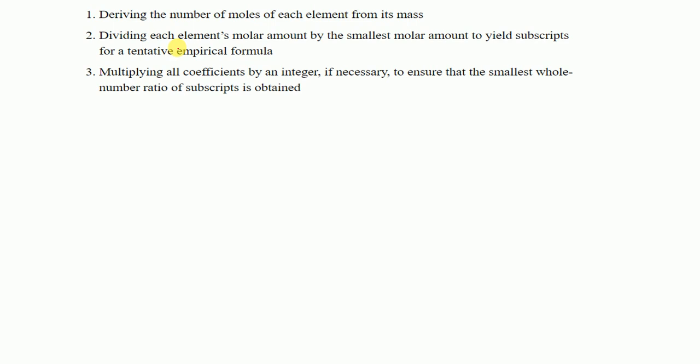The rule to determine the empirical formula of compounds is that first we have to determine the number of moles of each element from its mass, and then we have to divide each element's molar amount by the smallest number of molar amount to yield subscripts for a tentative empirical formula. And finally, we have to multiply all coefficients by an integer if necessary to ensure that the smallest whole number ratio of subscripts is obtained. So this is the rule, and I will explain how to apply this rule to determine the empirical formula.